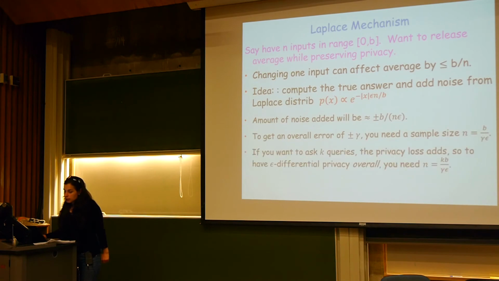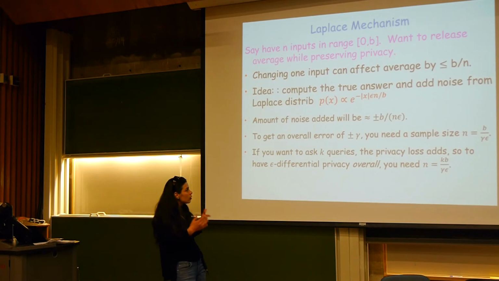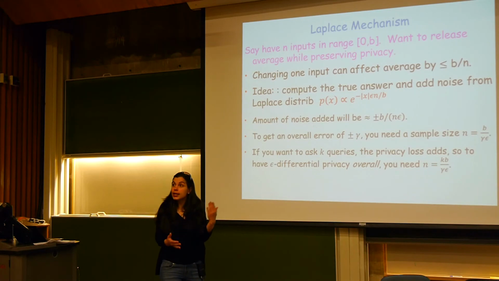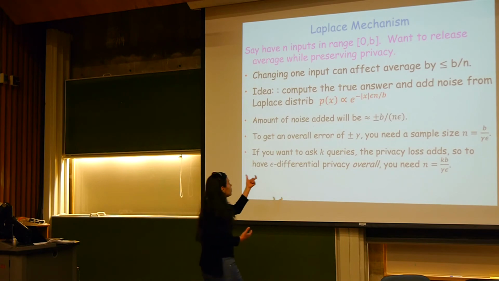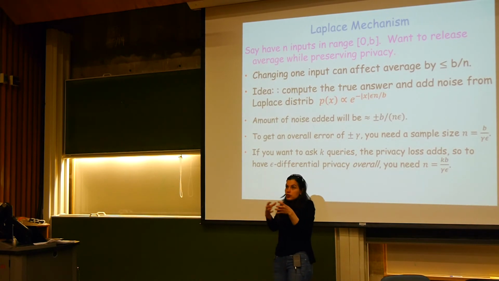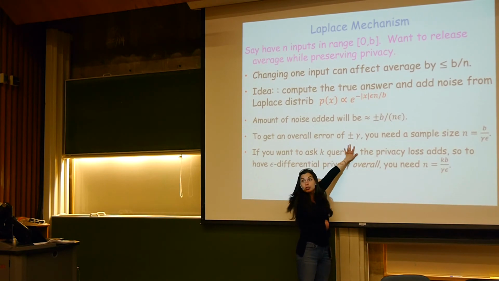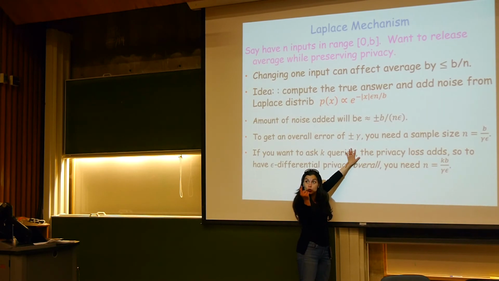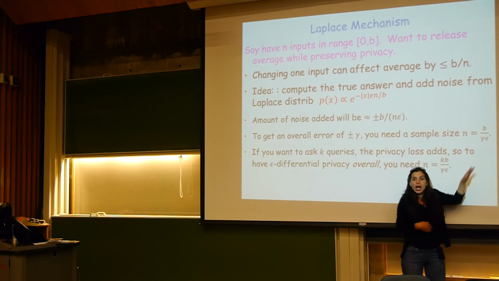I'm not going to go through these computations, but the way to think about it is this: I add a certain amount of noise, and then I might ask, how many samples do I need to be epsilon differentially private and to achieve an overall error of plus or minus gamma? We also want to be accurate, so we want to have some utility. Maybe my utility here is gamma: I want to output something that is within plus or minus gamma of the true average, and I also want to preserve epsilon differential privacy. How many samples do I need?